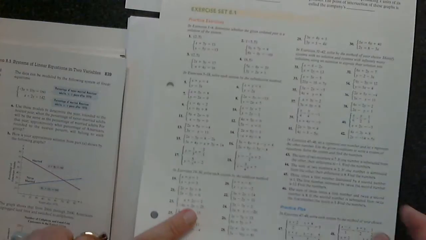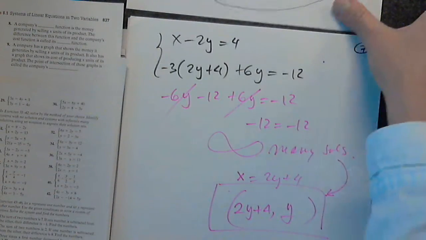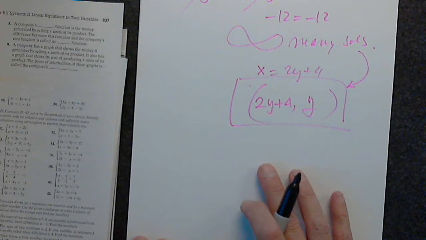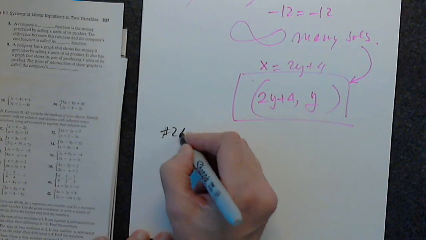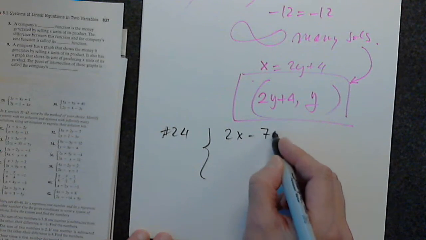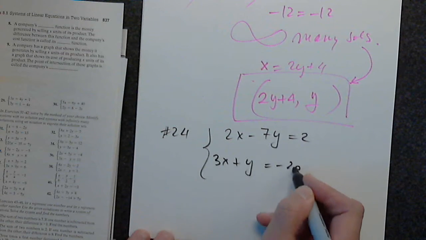Okay, so we looked at substitution already. I'd like us to analyze elimination. So addition method or elimination, the same thing. So let me explain on an example, and then we can look at some more problems. So let's suppose we start with a simple one like 24. In 24, we have 2x minus 7y equals 2 and 3x plus y equals negative 20.